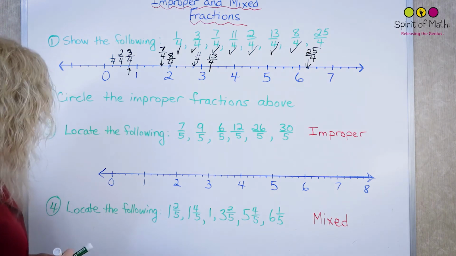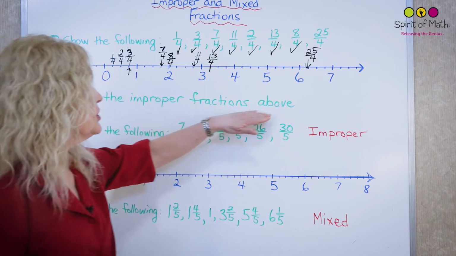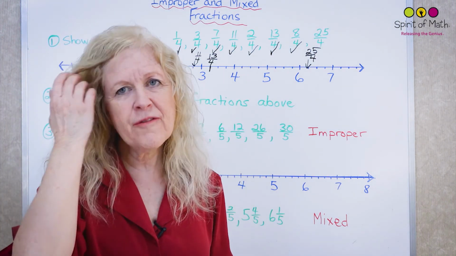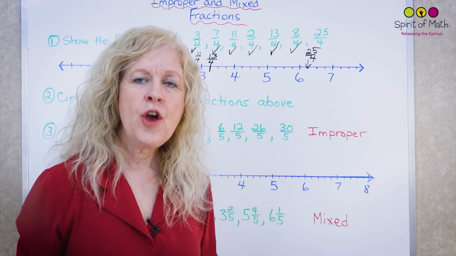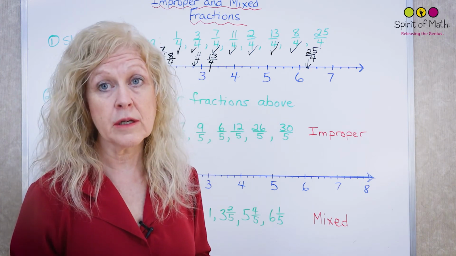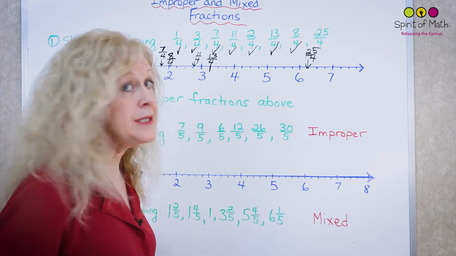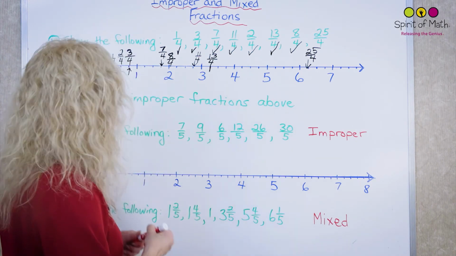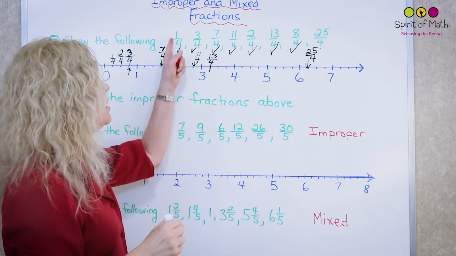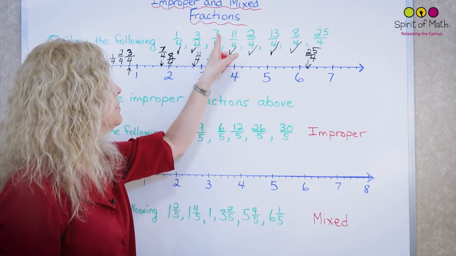Now, the next question says, circle the improper fractions above. Well, what's an improper fraction? An improper fraction is any fraction where the numerator, the top number, is bigger than the denominator. Okay, so let's go through, and I'm going to circle all the improper ones in red. So I see 1/4. Well, the 1 is smaller than the 4, so it's not improper. 3/4, the 3 is smaller than the 4, so it's not improper.